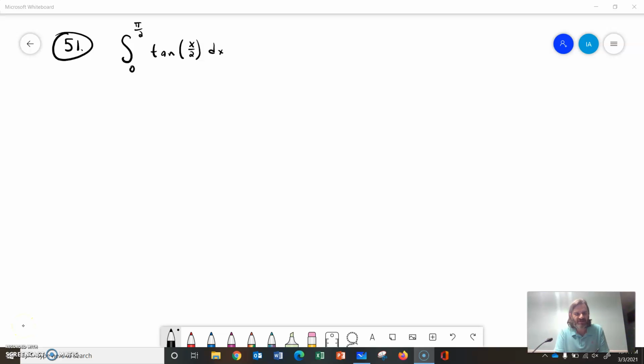Hey, we've got some practice problems here. In this one, we're going to integrate from 0 to pi over 2 the tangent of x over 2 dx.